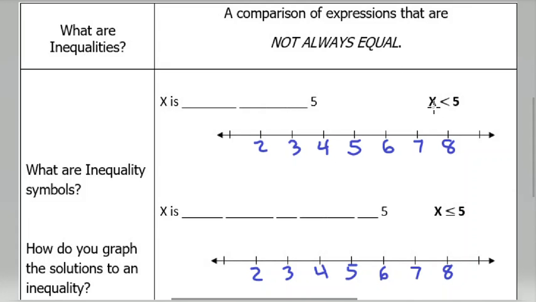If I look at this first one here, I have x, and then I have this symbol, and then 5. That symbol means that x is less than 5. The opening of the symbol points to what's bigger. So, it's saying x is less than 5.